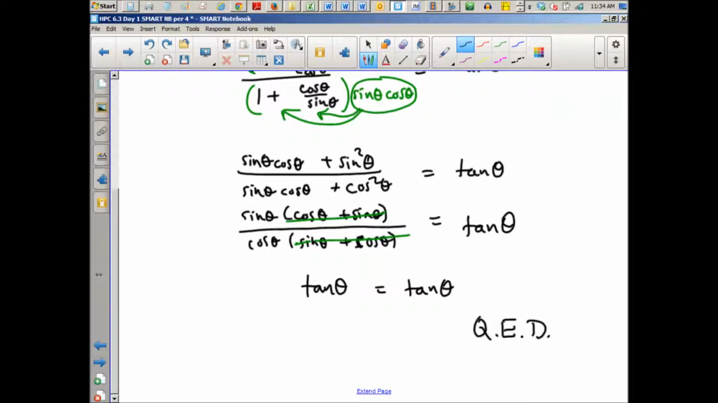QED. Does anyone know what that means? Has anyone seen that before? It's actually Latin, and it means which had to be demonstrated, or which was to be shown. Fun to write that at the end. That's kind of your little reward, right, QED? If you want to write that, it's kind of fun. Okay?